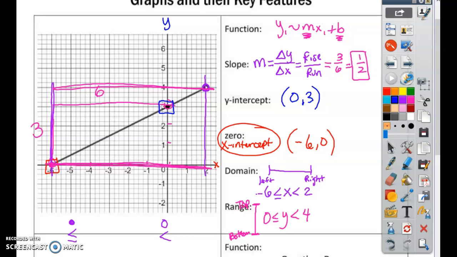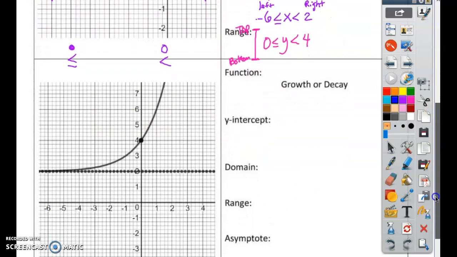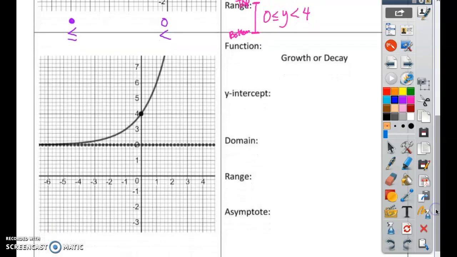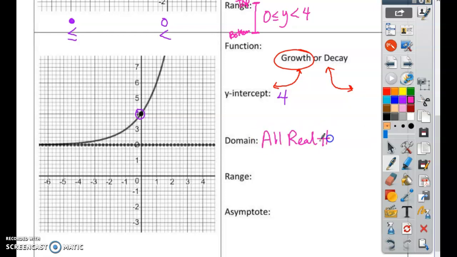Pause the video. Okay, this next one, is this a growth or a decay? Growth, because it's going up. If it's a decay, it goes down like this. Okay, the y-intercept is right here at 4. The domain is always all real numbers. And the asymptote is right here at 2.